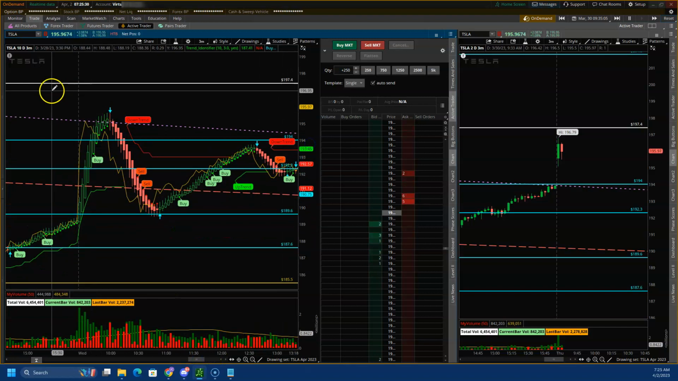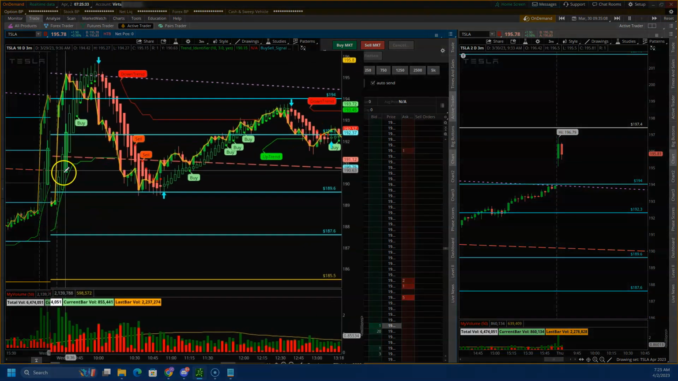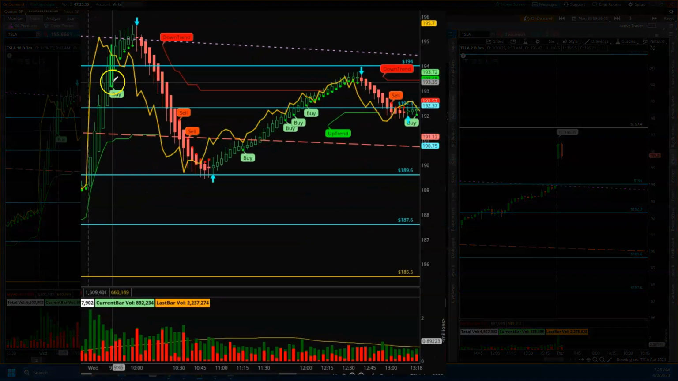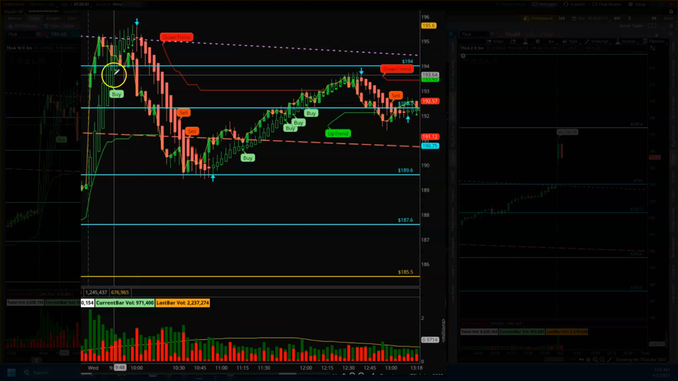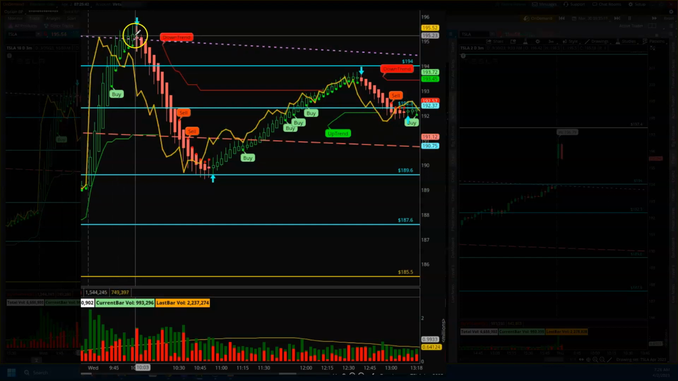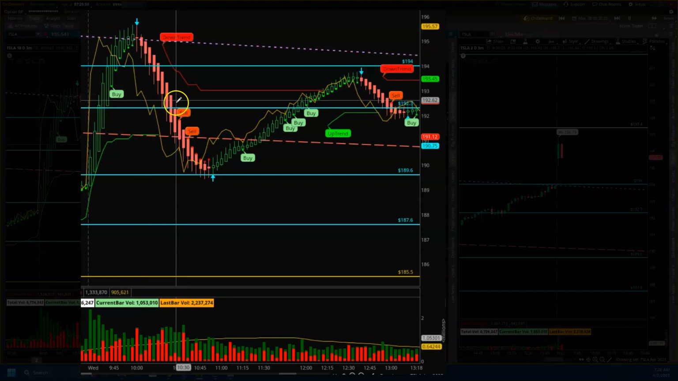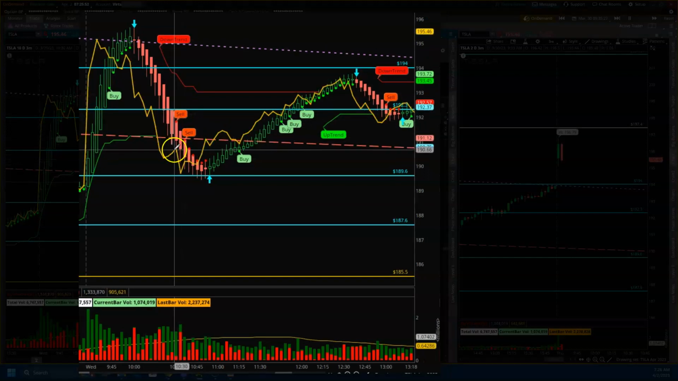When the market opened in this 3-minute time frame, we got the buy signal right here. The price was actually around 194.3. I think it went up to about 195.6, so about a $1.50 to $2 up move from there, and then it started going back down. So we got our first sell signal right here.